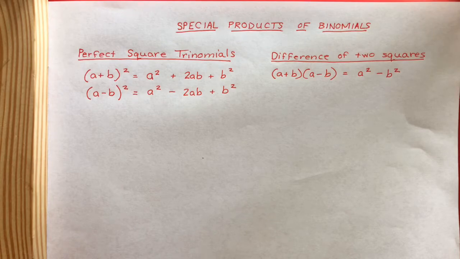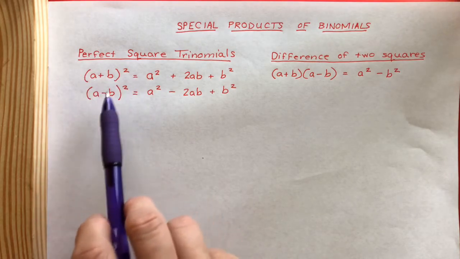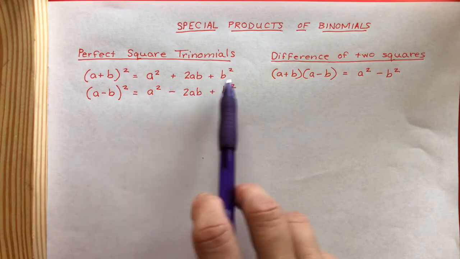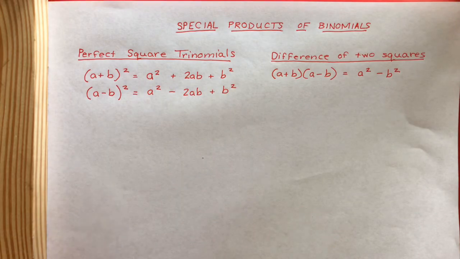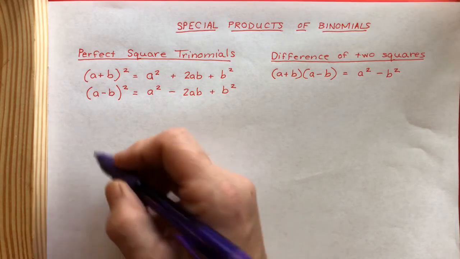Now we're going to look at why all of these things work this way, and you could always multiply it out and you would still get the same answer. But if you recognize it as a special product, you can get the answer quite quickly, even if it's a pretty complicated binomial that you are multiplying. So let's look at this first one.